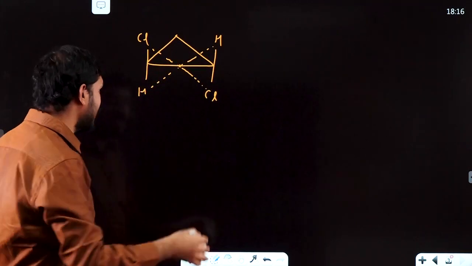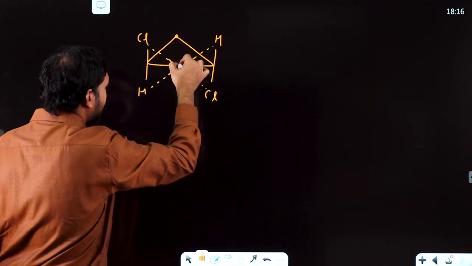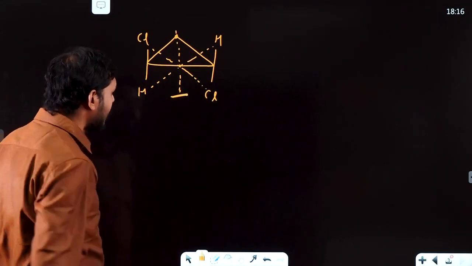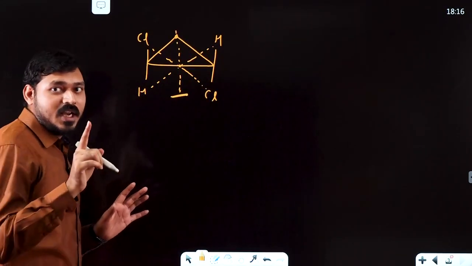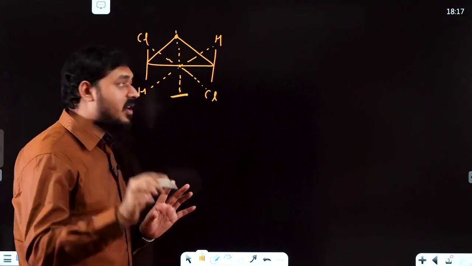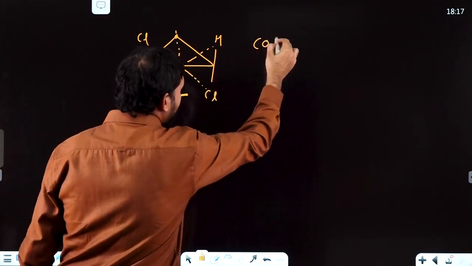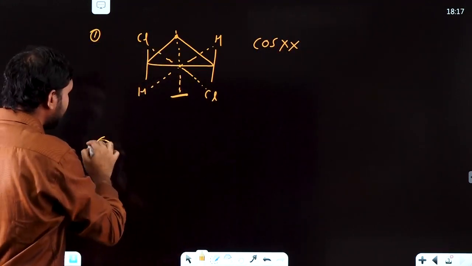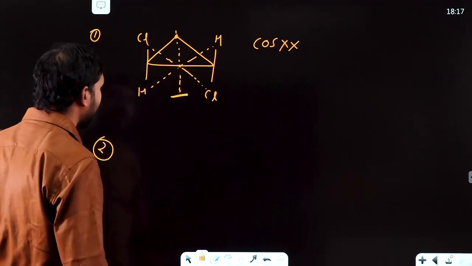But the question arises, what about this carbon? If we move this side, it is carbon. If we move this side, there is nothing. So guys, understand, it must be observed for all the atoms. So here you cannot say it is having COS. Clear? Now let's take another example.